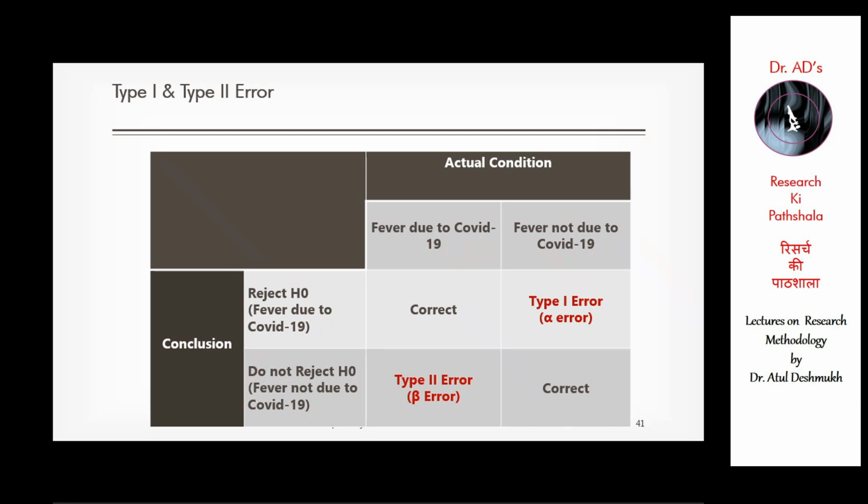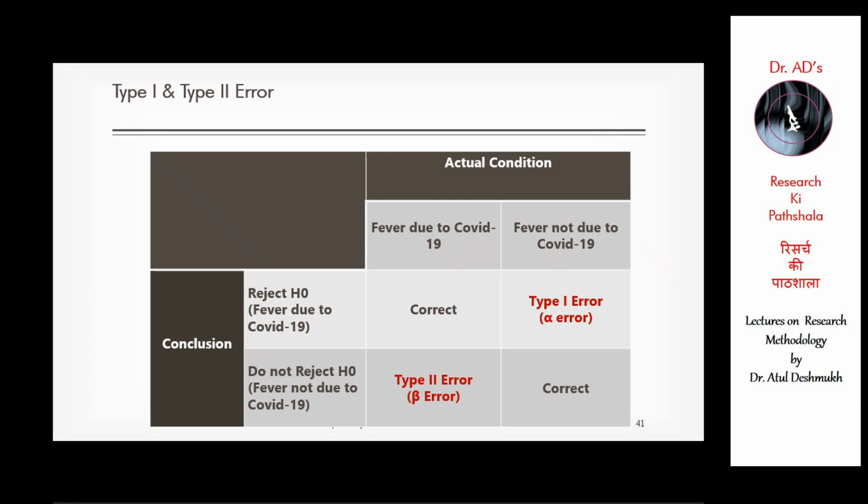But if he is thinking that this fever is due to COVID-19 infection, and the actual condition is that the fever is not due to COVID-19 infection, it is because of some other viral infection. My family physician concluded that this fever is due to COVID-19 infection. He has given me certain medication. He has asked me to remain isolated. He has asked me not to go to office or market or mix with my friends. So I am doing this for the next 14 days.